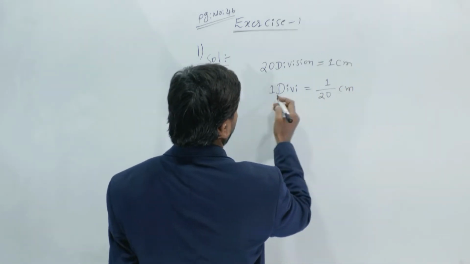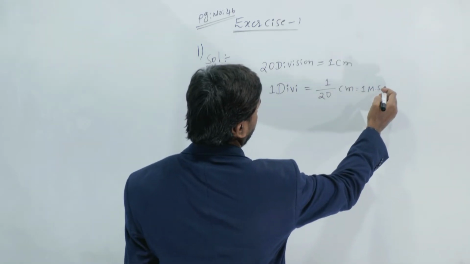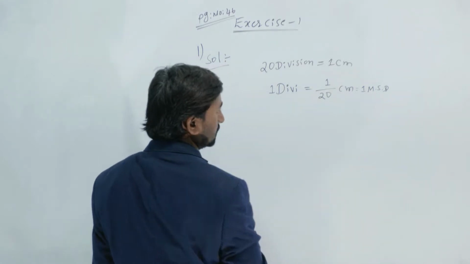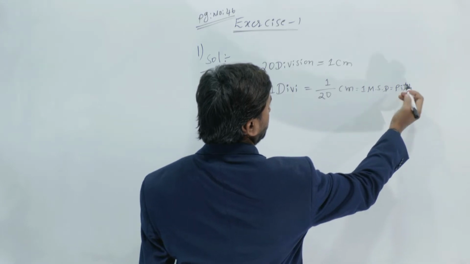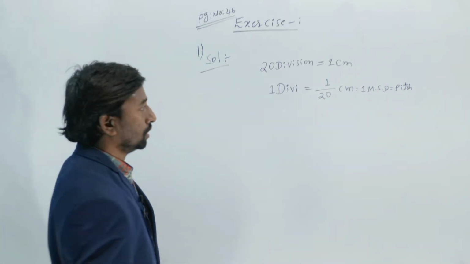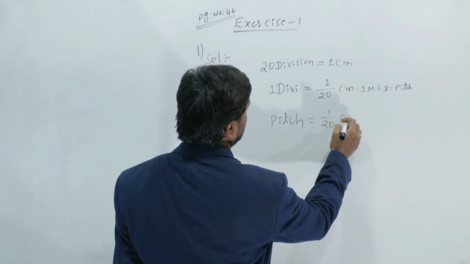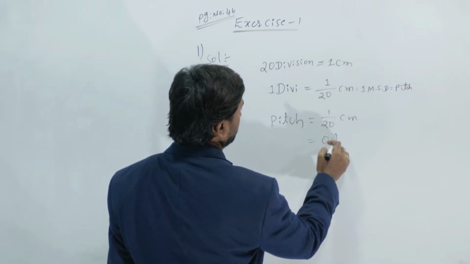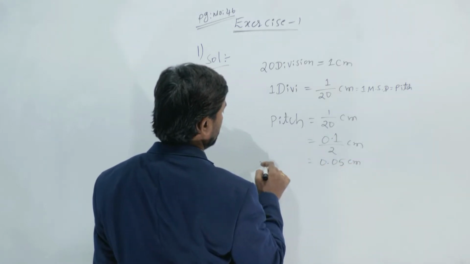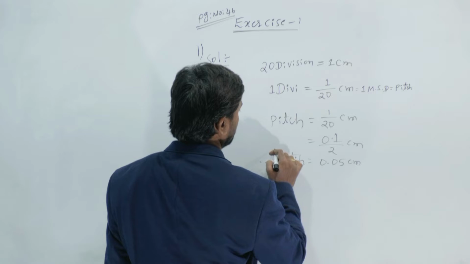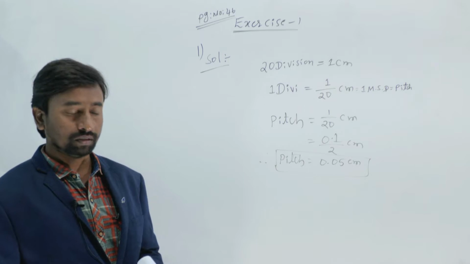So 1 division is nothing but the value of 1 main scale division, the value of 1 MSD. This 1 MSD is nothing but the pitch. So this is equal to the pitch, the least value we can take from the main scale. Then the pitch is equal to 1 by 20 centimeters. How can we write 1 by 20 centimeters? 0.1 by 2 centimeters. So it can be written as 0.05 centimeters. Therefore the pitch is 0.05 centimeters. That is the pitch of the Vernier calipers.